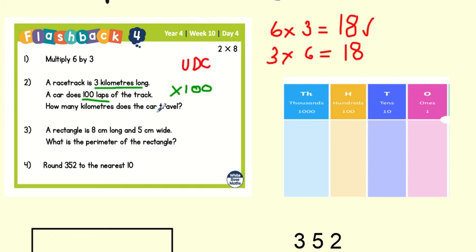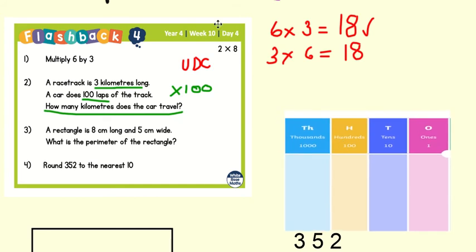How many kilometres does the car travel? So how far does it travel? Right, I'm going to draw a little picture to help me understand this. So I've got a racetrack and the whole thing totals 3 kilometres. The car does 100 laps. That means it goes round 100 times. So how far does this car travel? So I've got 3 kilometres multiplied by 100.